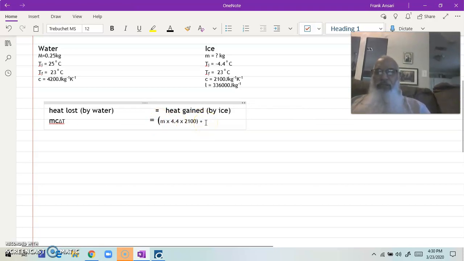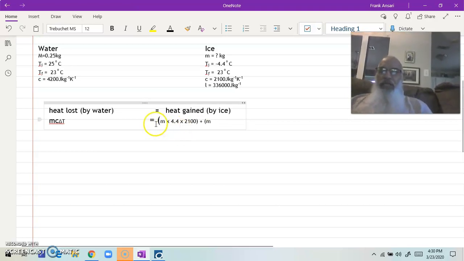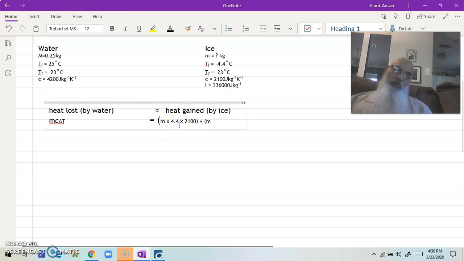Plus, once again, the same mass of ice. This time, after it has gained this amount of energy, its temperature will rise by 4.4 degrees. If it was at negative 4.4, it will rise by that much and it will become 0.